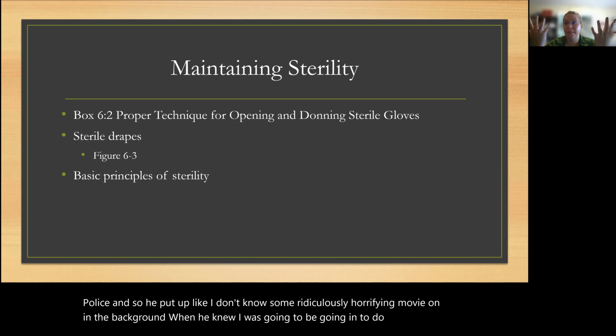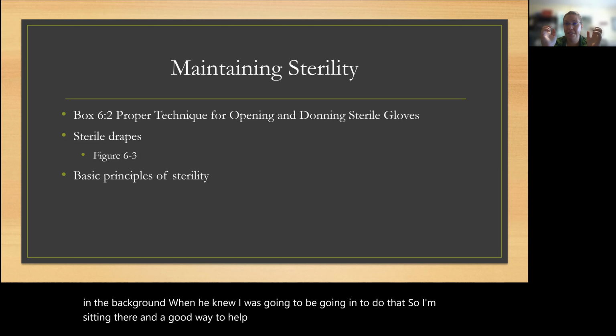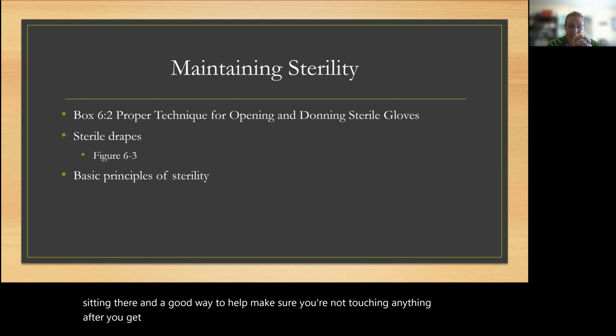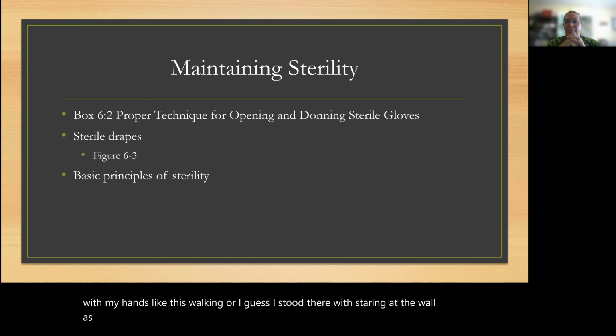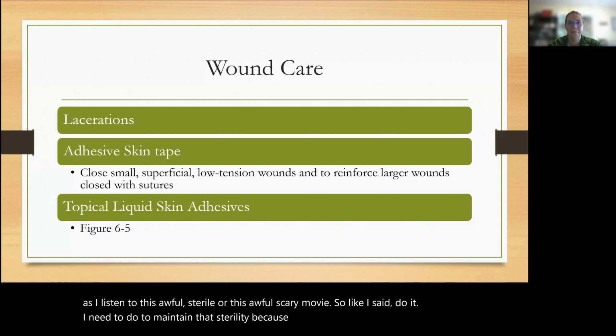So I'm sitting there, and a good way to help make sure you're not touching anything after you get sterile is to lock your hands together like this, because they're right in front of your face and you know you're not going to touch anything. And so I stood there with my hands like this, staring at the wall as I listened to this awful scary movie. So like I said, do what you need to do to maintain that sterility, because it's important.